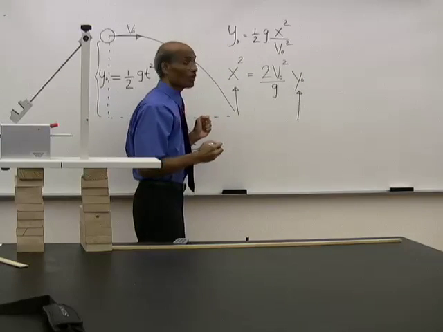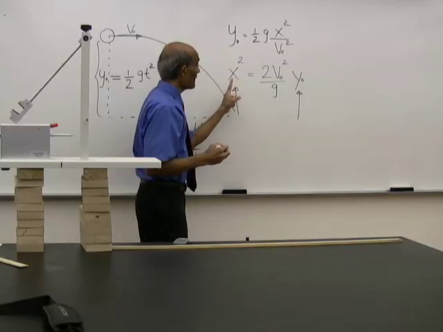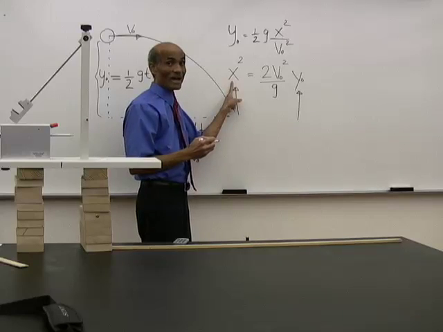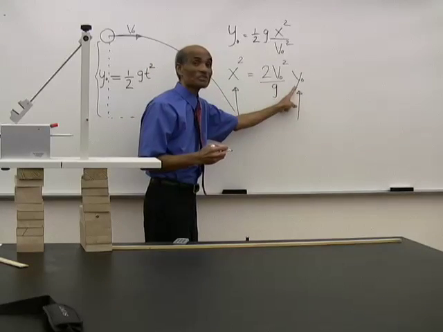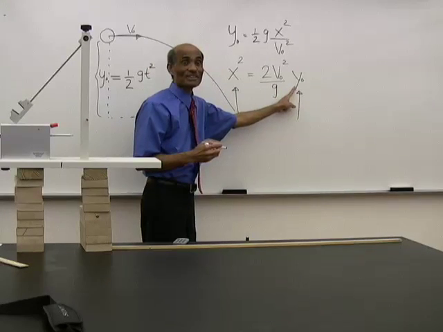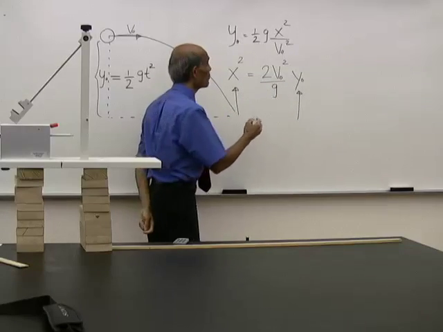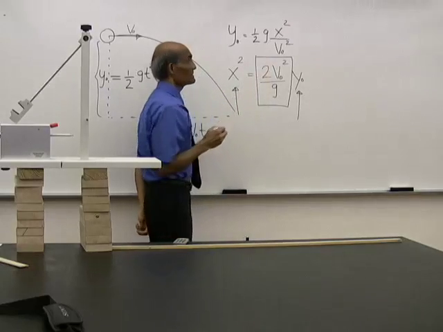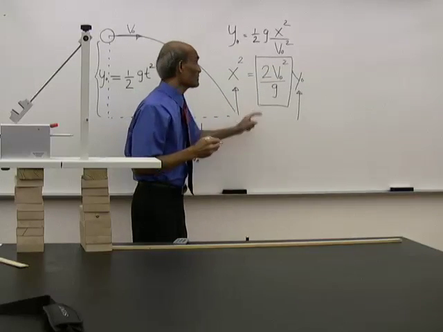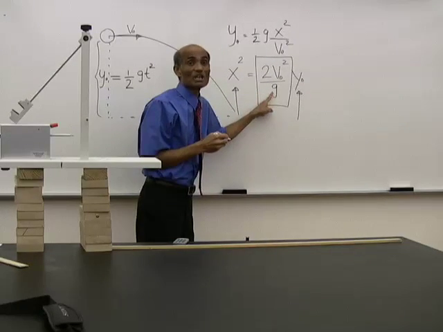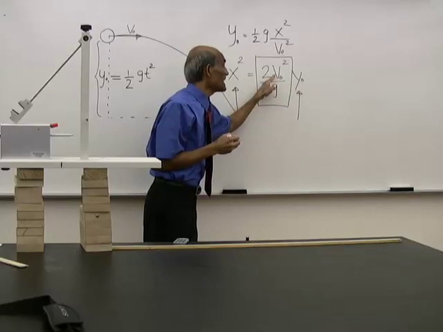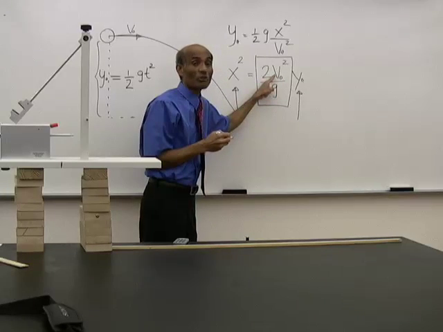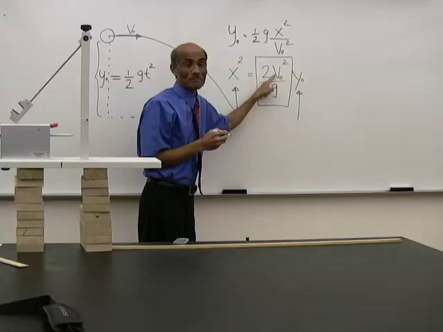If you therefore draw a graph of x squared on the y-axis and y0 on the x-axis, the slope of that graph will be 2 V0 squared divided by G. And we know the value of G, therefore we can obtain a value of V0. That is the first part.